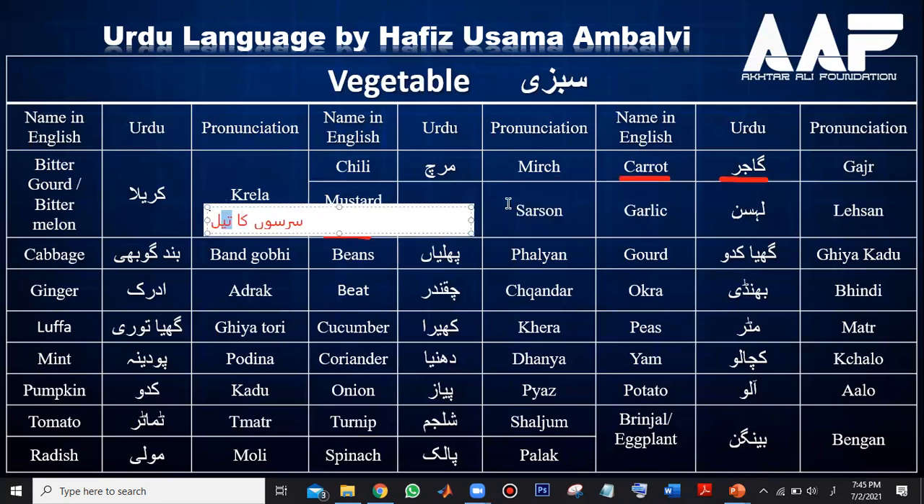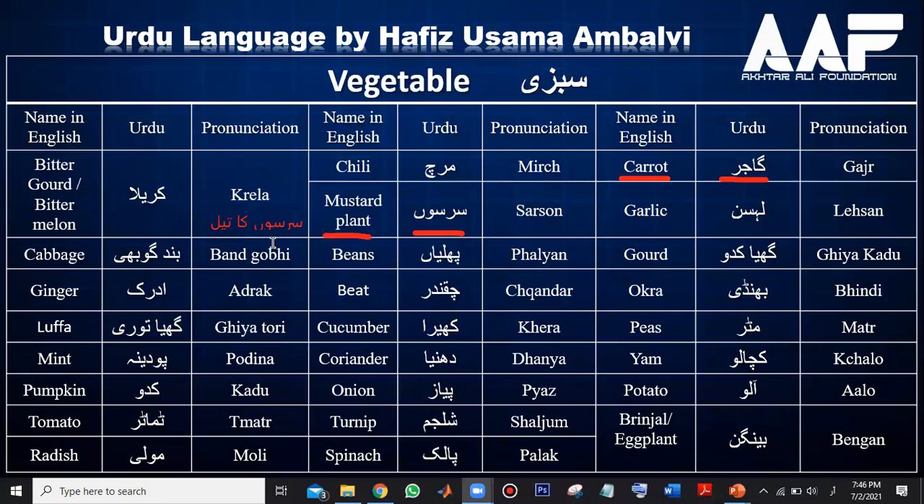Right. Okay, so then we have garlic, lehsun, and then we have cabbage, band gobi, and for beans we say phaliya, and for gourd we have ghiya kadu, or we simply say kadu. Then we have ginger, adrak. Beet means chukandar.